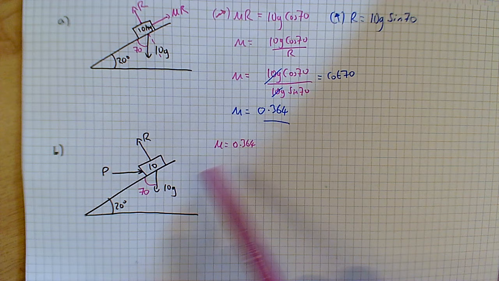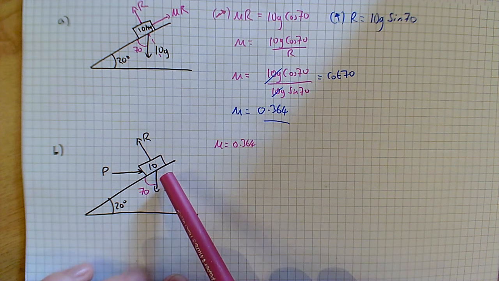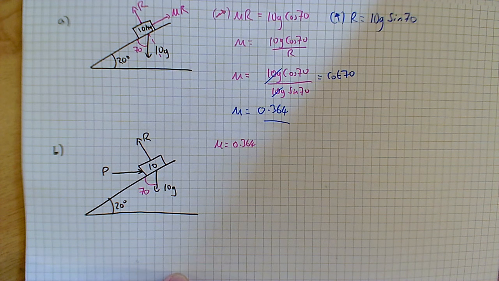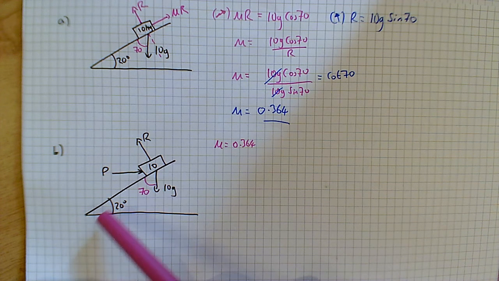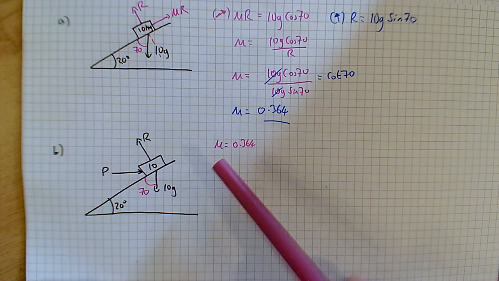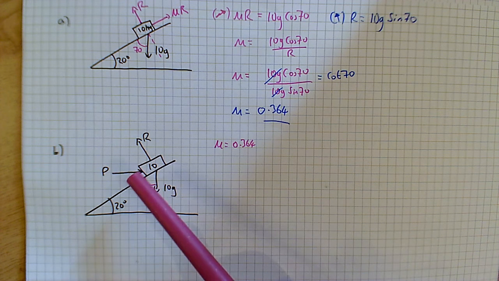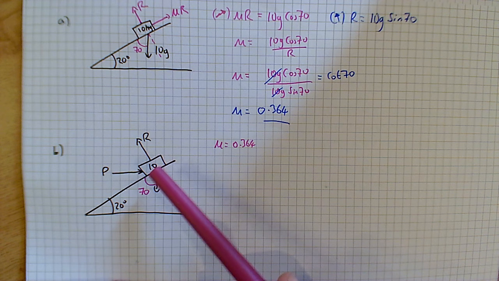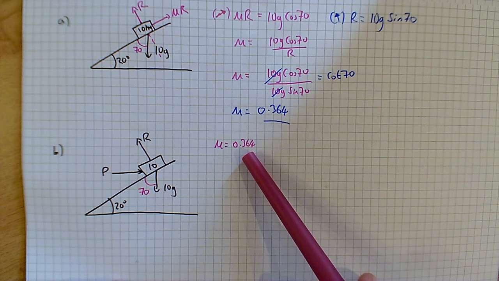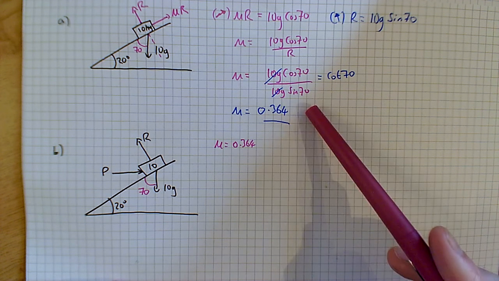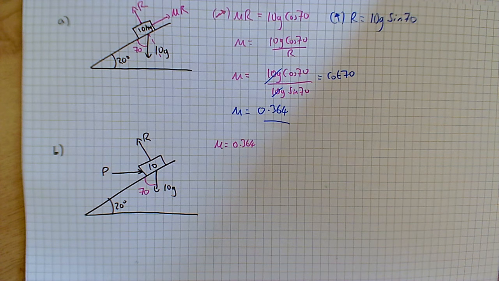So mu is defined by the relationship between the surface and the object, essentially how rough it is, right? So if they were both really well lubricated and this was, say, an icy surface, then the value of mu is very low, whereas if they're both very rough and sort of stick onto each other, then this would be very, very high. That's what mu is. So once you've found mu in this first bit, it's not going to change for the second bit.